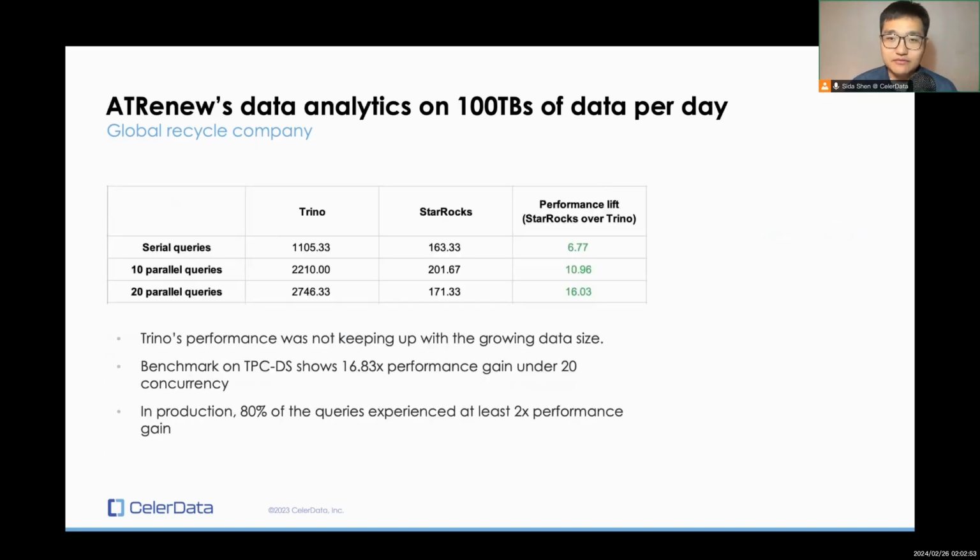So they discovered StarRocks, and according to their own test on the TPC-DS benchmark, StarRocks is almost 17 times faster than Trino under 20 concurrency. And in production, 80% of the queries experienced at least 2 times the performance gain. And that's even without turning on the StarRocks caching capability. Right. With that, it's going to be an even bigger gap between the two.